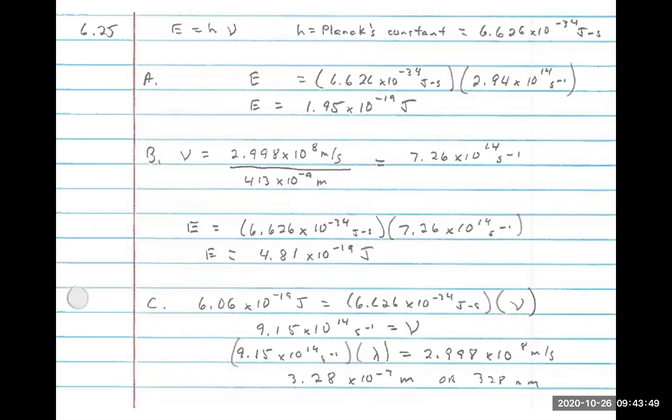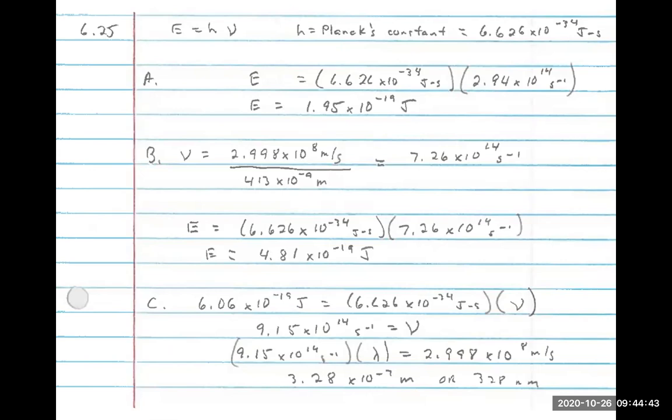Okay, then in C, what wavelength of radiation has photons of energy 6.06 times 10 to the -19? So this is kind of like the backwards of B. I have energy. I can use that energy equals Planck's constant times frequency formula to find the frequency. And I go ahead and do that. Then I use my formula which relates frequency to wavelength, using that relationship in conjunction with the speed of light, plug those things in, and then I can solve for what the wavelength is.